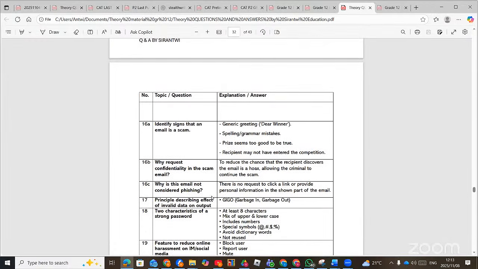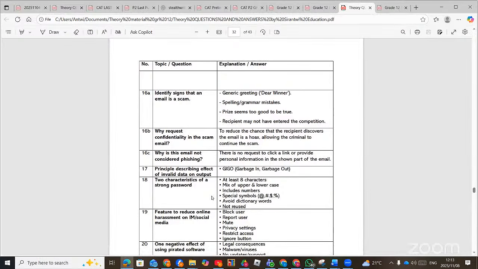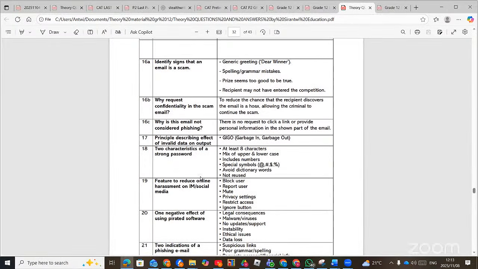Scam. Phishing. Password also. It should be 8 characters long, a mixture of upper and lower case, and it must include numbers also.